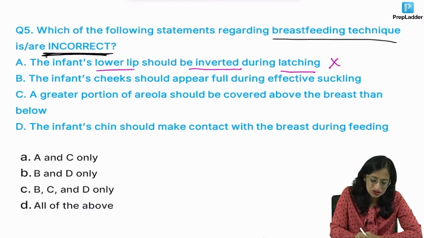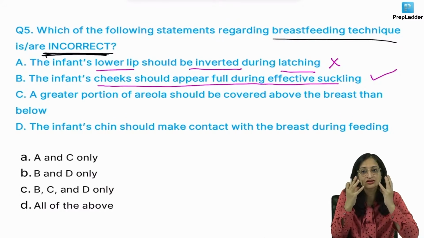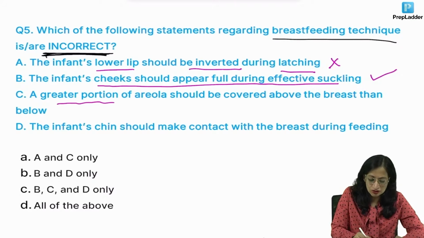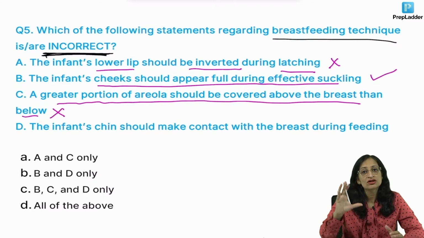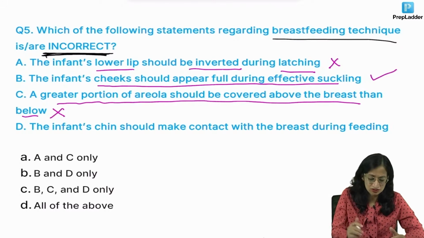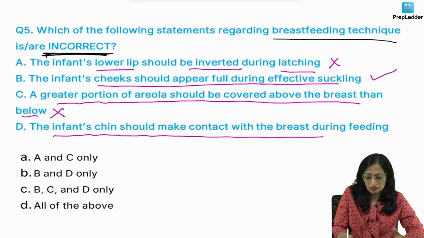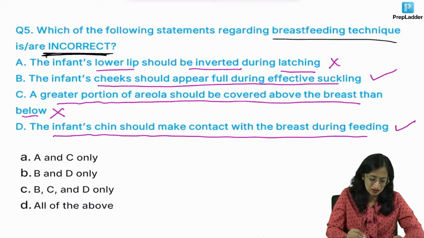The infant's cheek should appear full during effective suckling. That's correct. If suckling is happening properly, milk will get accumulated in the oral cavity. So the cheek should appear full. A greater portion of areola should be covered above the breast than below. No, that's incorrect. The entire areola should go in the baby's mouth except a small upper part which may be visible. So this is incorrect. An infant's chin should make contact with breast during feeding is correct. So the incorrect statements are A and C. So our best answer becomes option A, right?